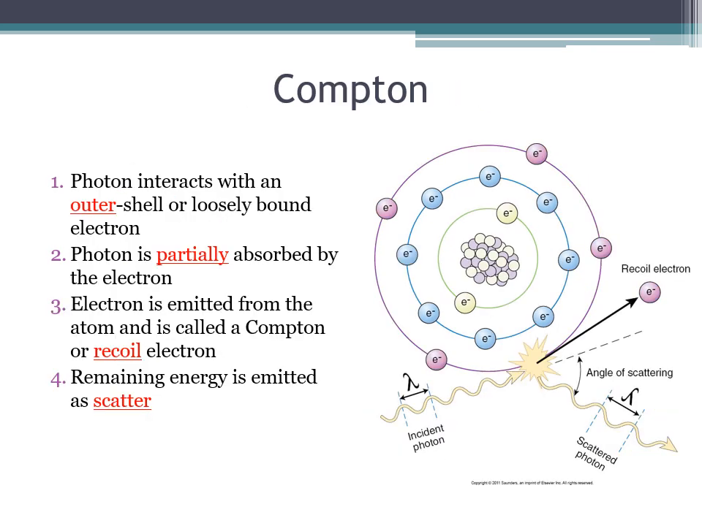The Compton interaction is an interaction where an incident photon, an X-ray photon, interacts with an outer shell electron or otherwise loosely bound electron and is partially absorbed by the electron. The electron is emitted from the atom, which is called ionization, and it's called a recoil electron or a Compton electron. And the remaining or leftover energy is emitted as scatter. Now in this interaction, we have a change in energy. So this interaction is called incoherent or modified scatter.